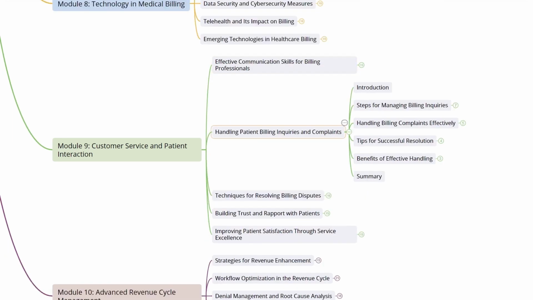Next, handling patient inquiries and complaints. Patients often reach out with questions or concerns. Developing a systematic approach to addressing inquiries, whether via phone, email, or in person, ensures issues are resolved swiftly and satisfactorily, reducing stress and building trust.